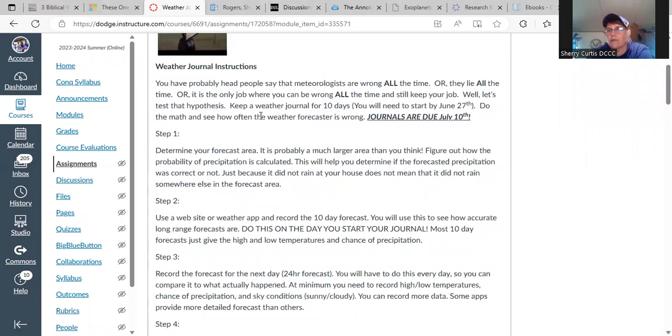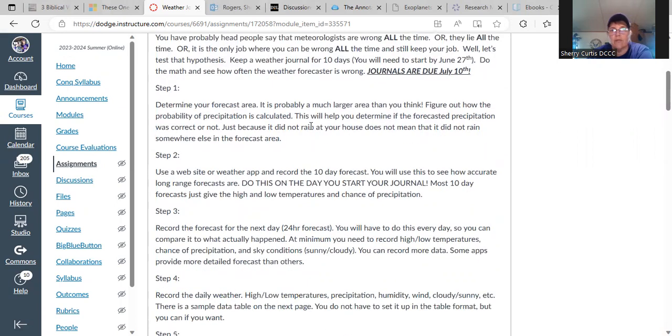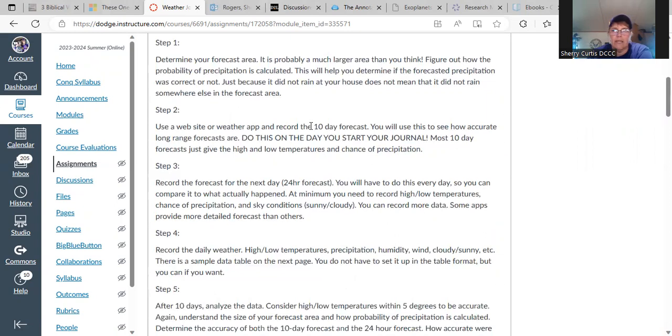So, what you're going to do is keep a weather journal for 10 days, and you need to start by the end of June, so June 27th, because this is also the topic for our discussion post for Module 9 as well. So your first step is going to be to determine your forecast area. It's probably bigger than you think. Okay, and you can go to the National Weather Service and get that information. That is a reliable site.